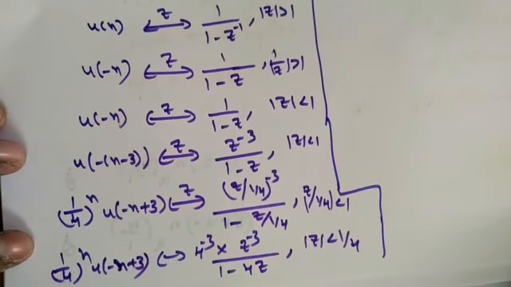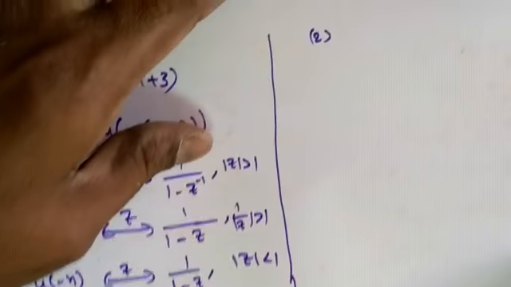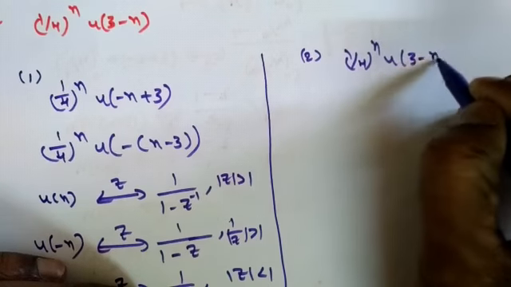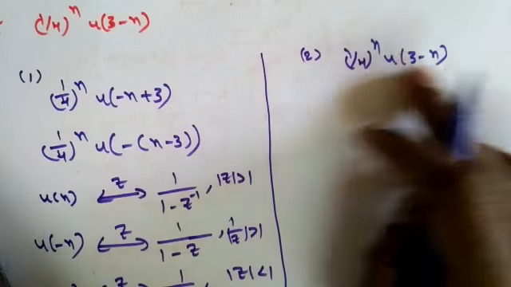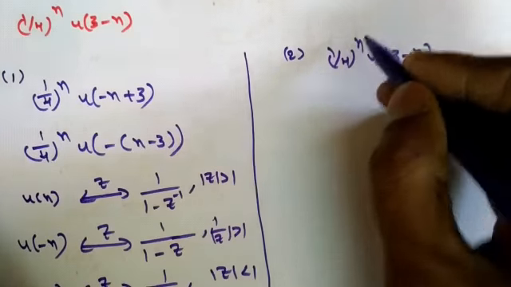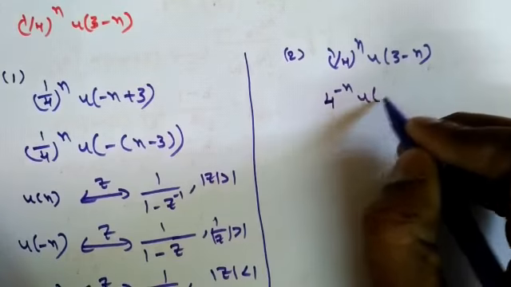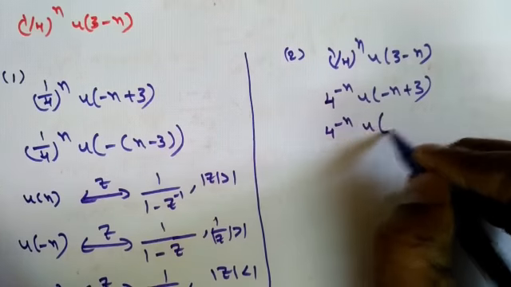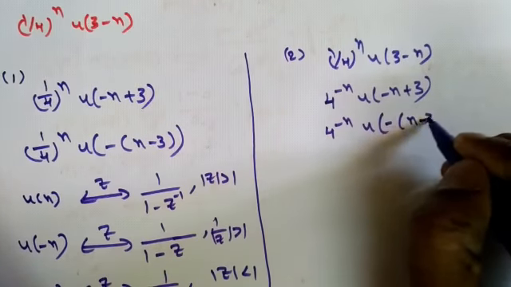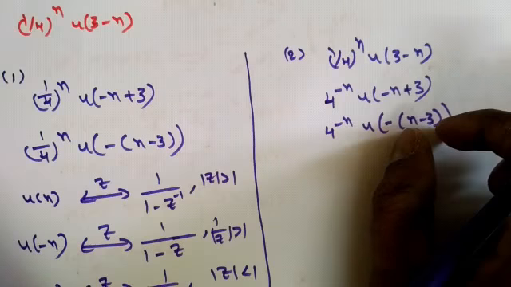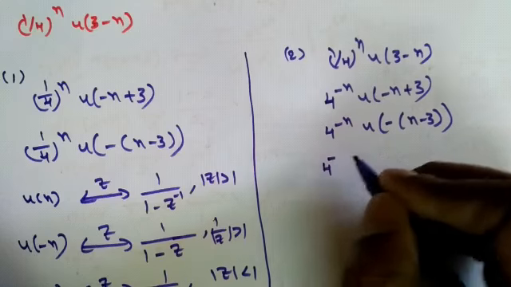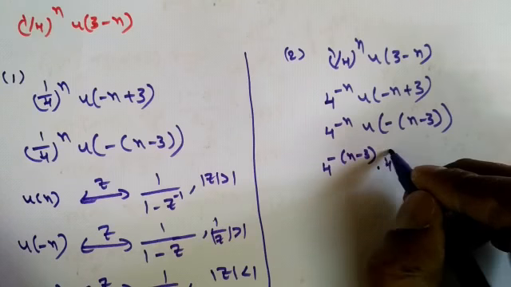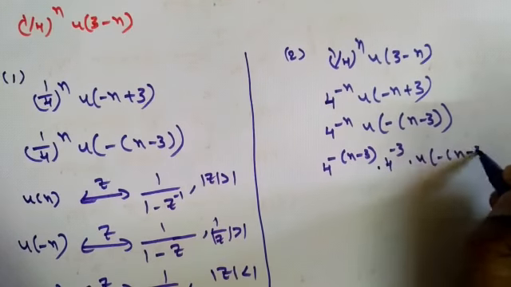Now one more procedure we can follow. So take as it is 1 by 4 power n u of 3 minus n. Now make this one the same by the reversal process, that is take this 1 by 4 into numerator, so it will become 4 power minus n u of minus n minus 3, plus 3. Then 4 power minus n, take u of minus common, then it will become n minus 3. Now this n minus 3, make it here also 4 power minus of n minus 3. That means we added 4 cube. That means we need to subtract, 4 power minus 3 into u of minus of n minus 3.